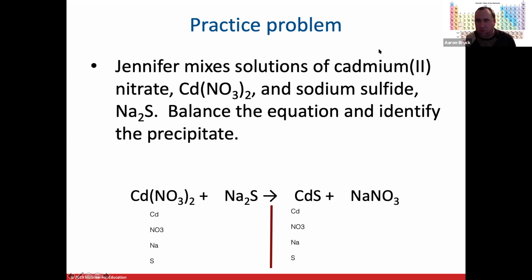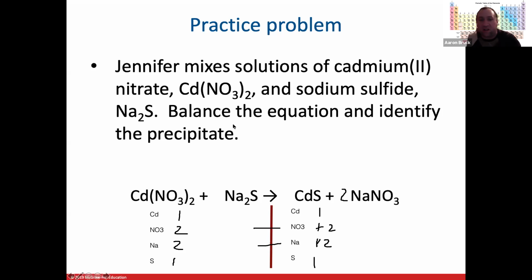And if I follow through in my counting, I have 1 cadmium and 1 cadmium. I have 2 nitrates, but only 1 on this side. I have 2 sodiums, but only 1 on this side. I have 1 sulfur and 1 sulfur on this side. The only ones that are out of balance are the sodium and the nitrate. They're both on the same side of the equation, so I just need to put that coefficient there to turn those both into 2's.